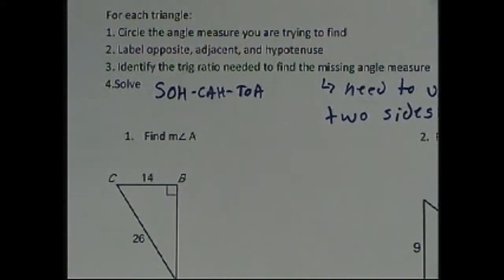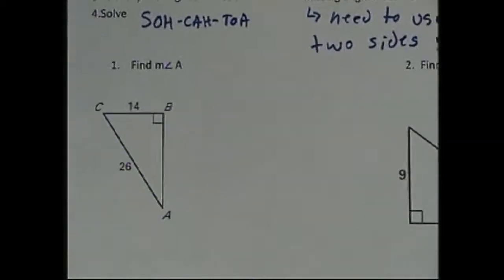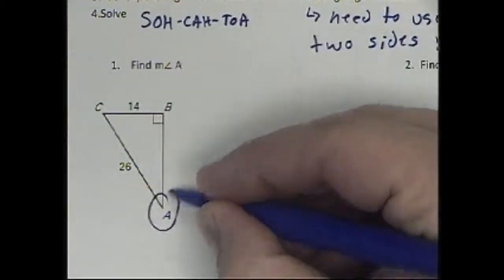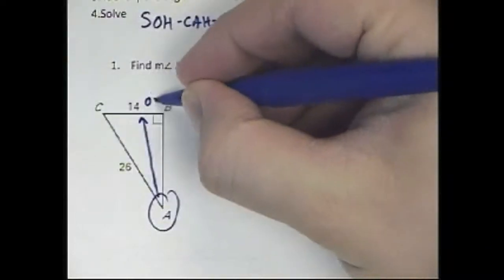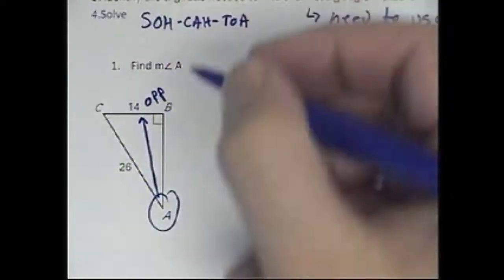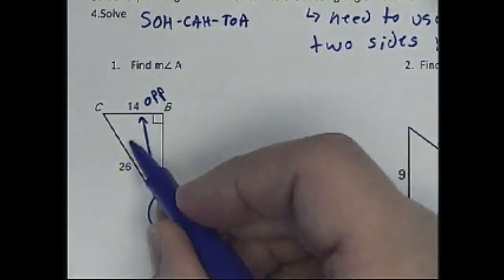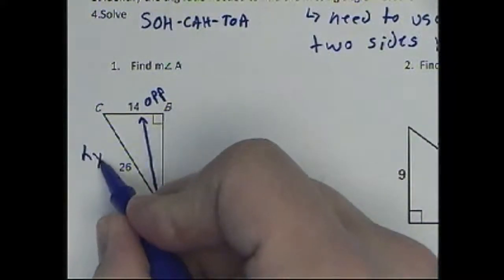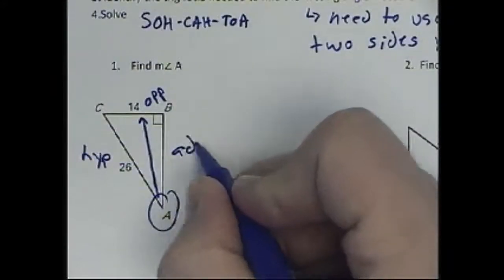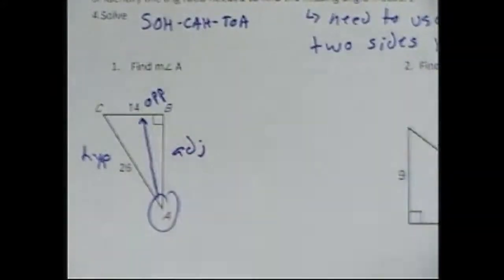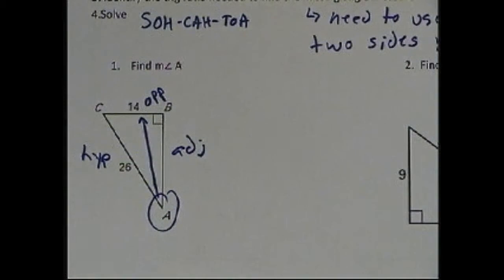So let's take a look at number one. We've got the measure of angle A that we are trying to find. I circle that angle. Across from angle A is my opposite. Immediately then I go to my hypotenuse, which is across from my 90. And my adjacent side is here. We don't know that side and we're not going to use that side, but it is a good habit to get into to label all three of your sides.